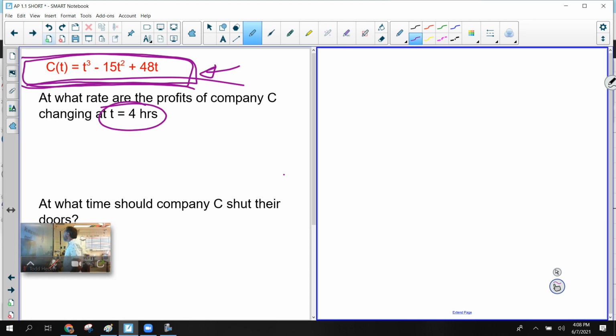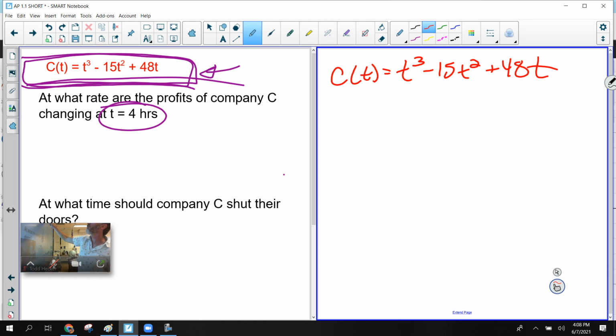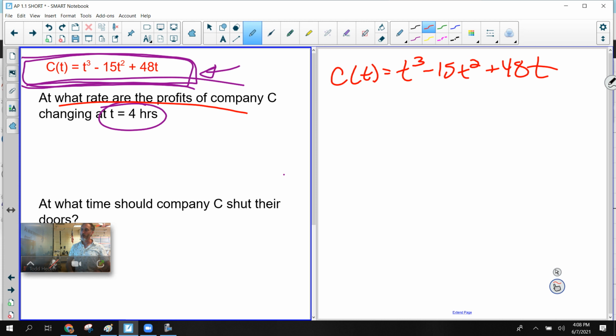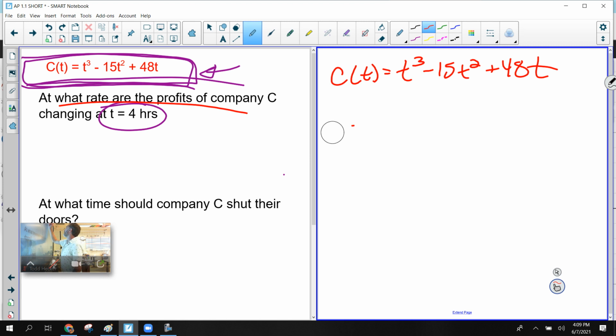So our original function, c of t, is t cubed minus 15t squared plus 48t. And this question says, at what rate are the profits changing? At what rate are the profits going up or down per unit time? Oh, derivative, okay? Anytime you hear the word rate, you should think, oh, it's probably a derivative. So let's find c prime of t, also known as the derivative of c with respect to t. I'm just going to use the polynomial rule I just taught you.